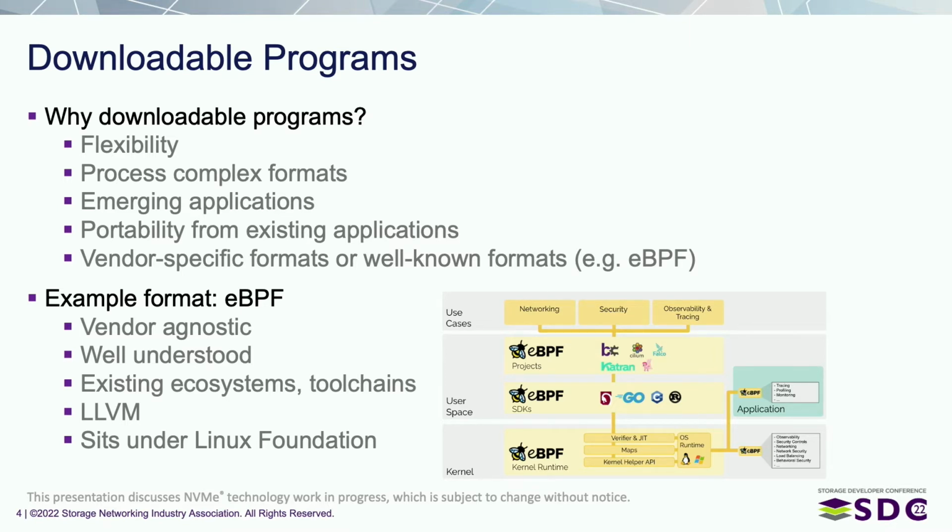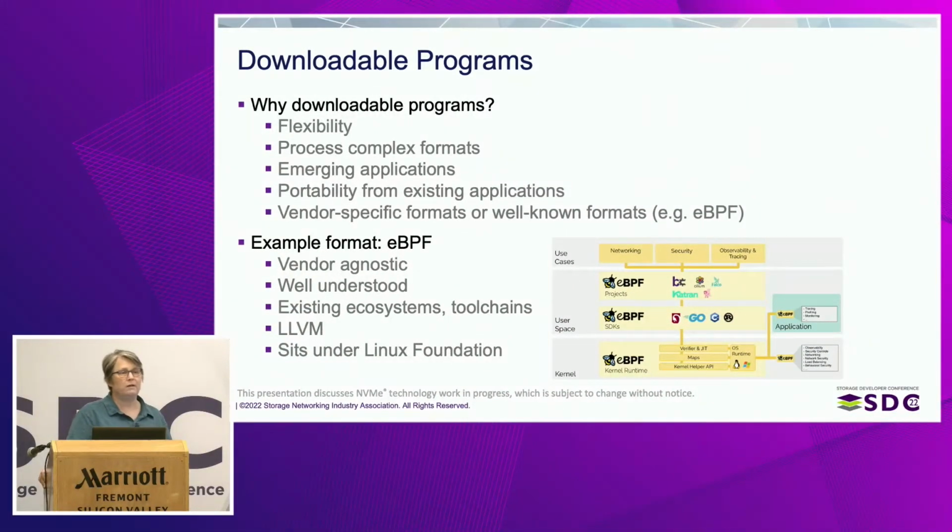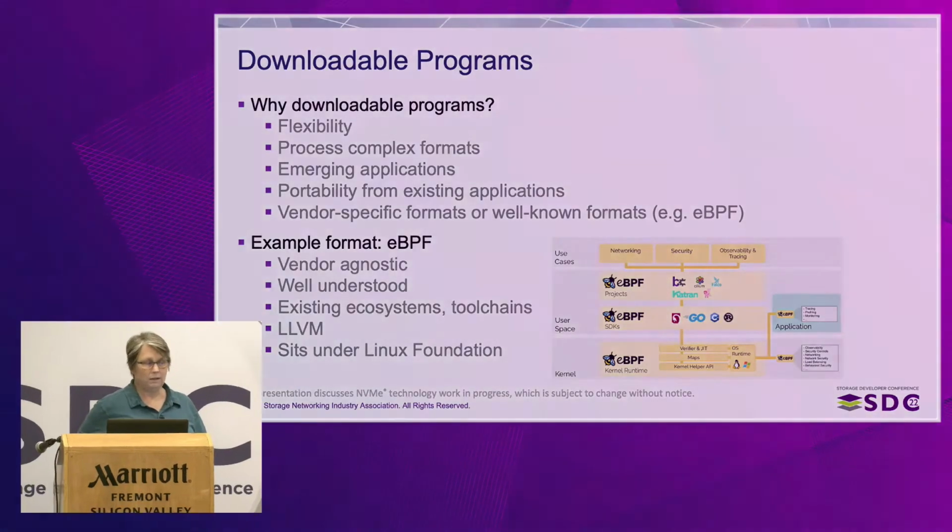So eBPF, just as an example here, has been around for a while, so it is well understood. There's a lot of ecosystem and toolchain for it. You can write a C program and compile it into eBPF bytecode, and it is standardized under Linux. So that's just an example of the kind of thing that could be standardized as a format for downloadable programs.